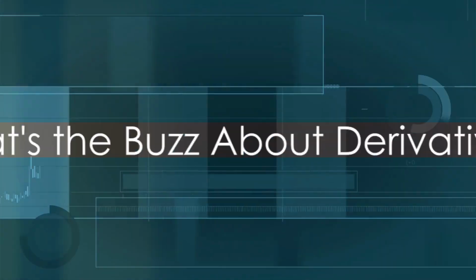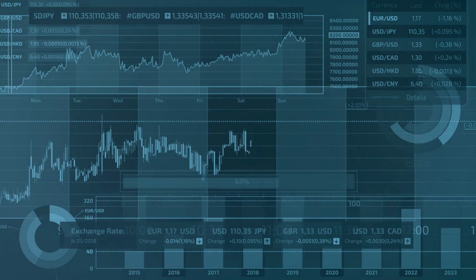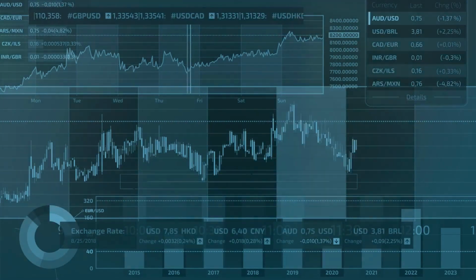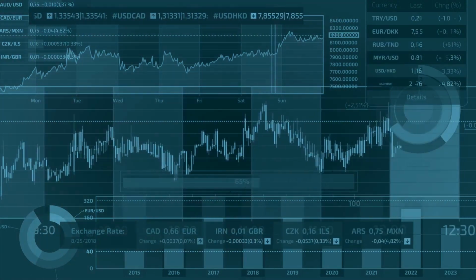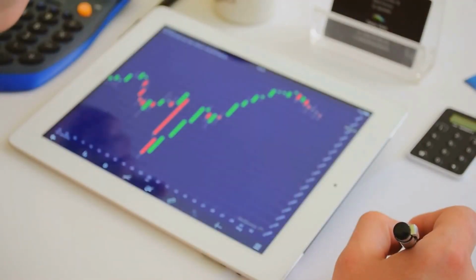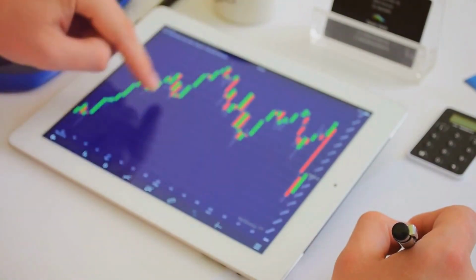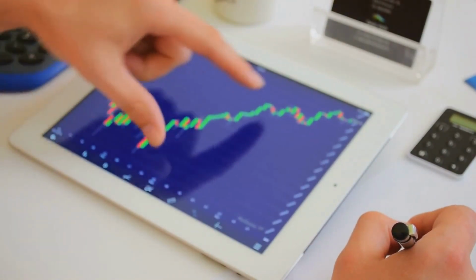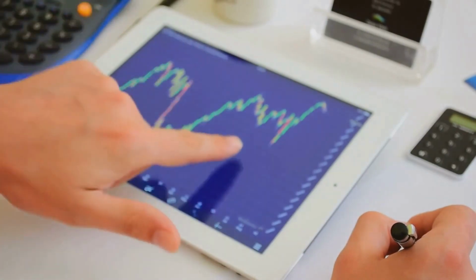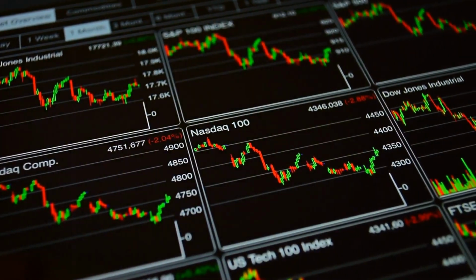Ever wondered why derivatives are such a hot topic in the world of finance? Well, let's dive into it. Derivatives are essentially financial instruments, kind of like a bet on the future. Their value is derived from underlying assets, which can be anything from stocks, bonds, commodities, currencies, interest rates, or even other derivatives. They're like the backstage crew of the financial world, unseen but orchestrating a lot of the action.